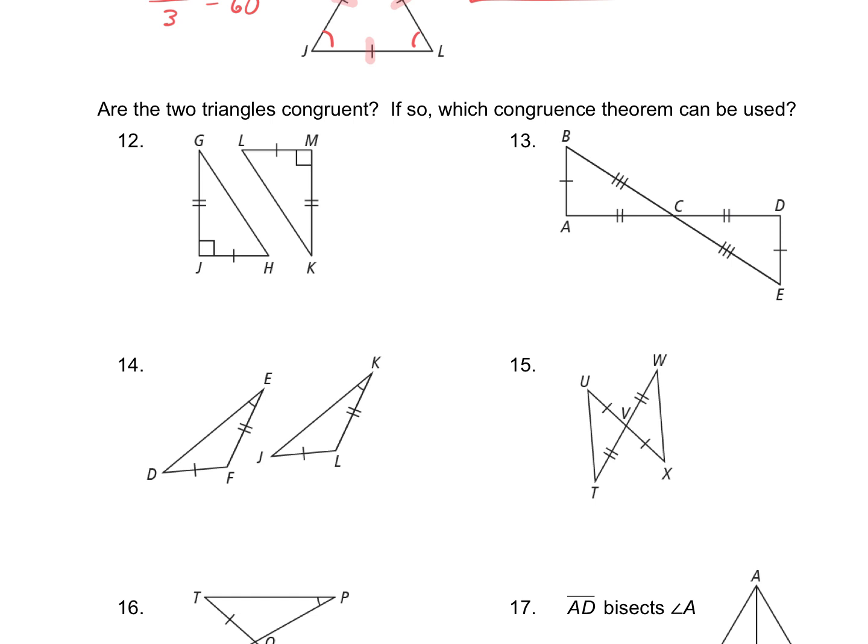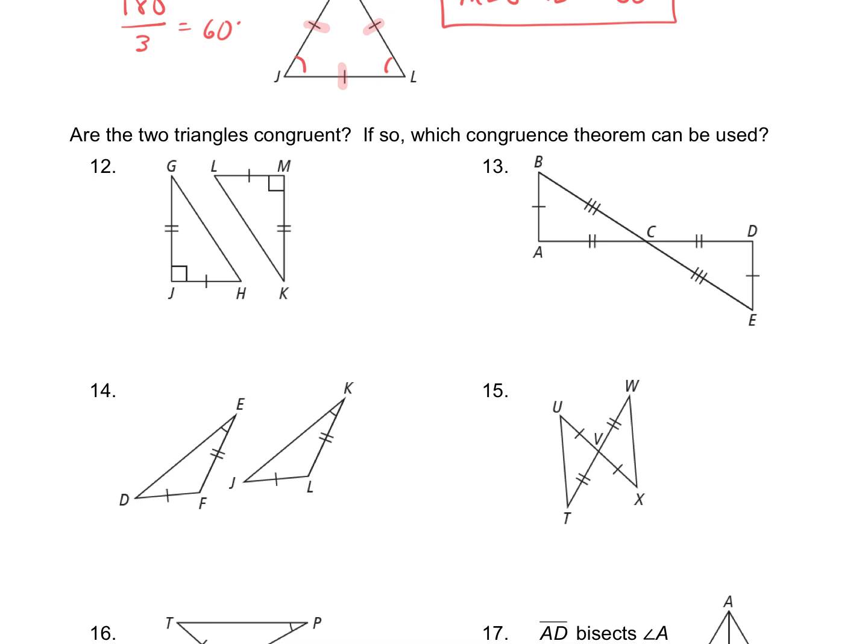All right, number 12, are the two triangles congruent? If so, which congruence theorem can be used? So let me remind you of what our congruence theorems are. We have 5 total, and we learned about them over 3 different lessons. So first we learned about side, side, side, and side, angle, side. So side, angle, side is when you have 2 sides congruent and the included angle. Then we learned about angle, side, angle, which is 2 angles and the included side, and then angle, angle, side, 2 angles and a non-included side.